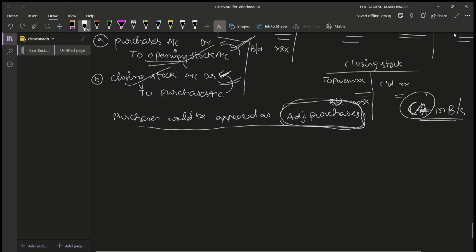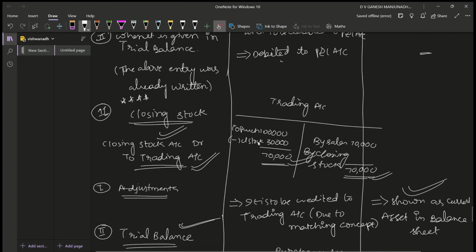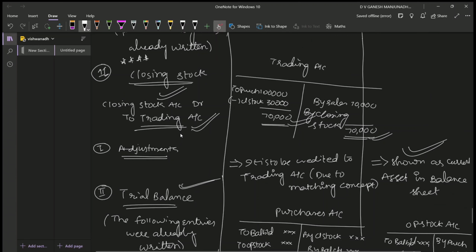I'll explain it once again. Wait for a while. It would be appearing as a current asset in the balance sheet. I'll explain the closing stock entry once again. Simply, according to the matching concept, that is to be credited to the trading account. Why? What does the matching concept say? Whenever any particular revenue is generated, the cost incurred to generate that revenue is to be matched and cancelled.